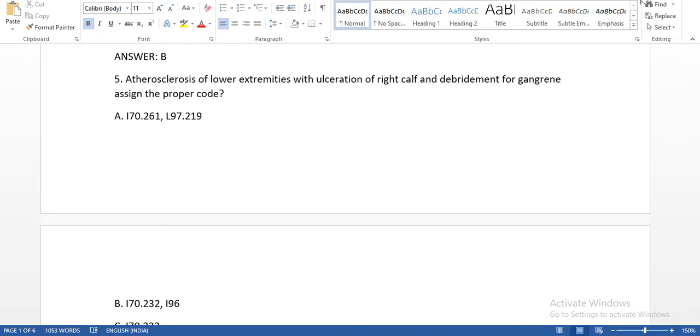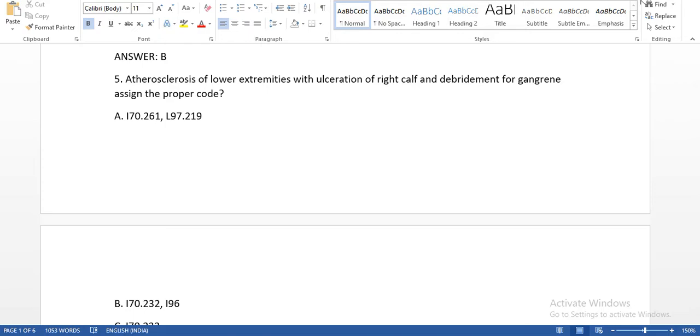arteriosclerosis, then we need to find extremities, then leg, then right, then with gangrene, and intermediate claudication, rest pain and ulcer. So it will lead to I70.261, and we need to check it in the tabular list. In the tabular list we have one guideline. We need to code whether the patient has any ulcer or not. So for ulcer we need to code L97.219.